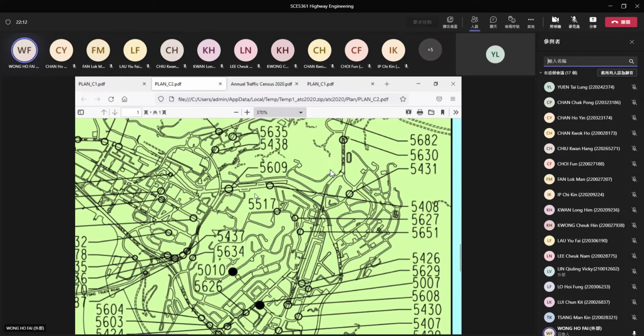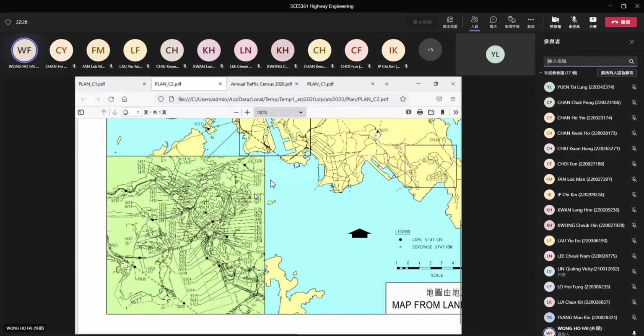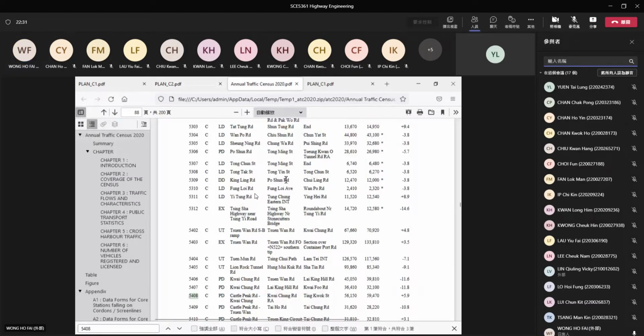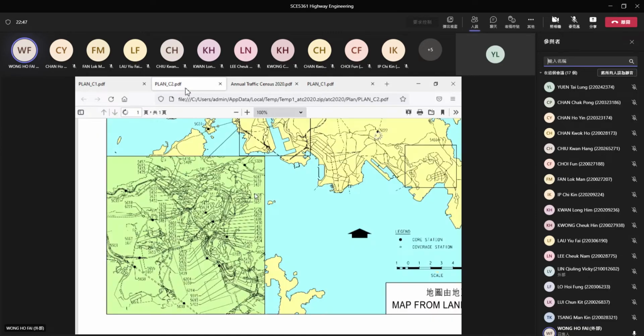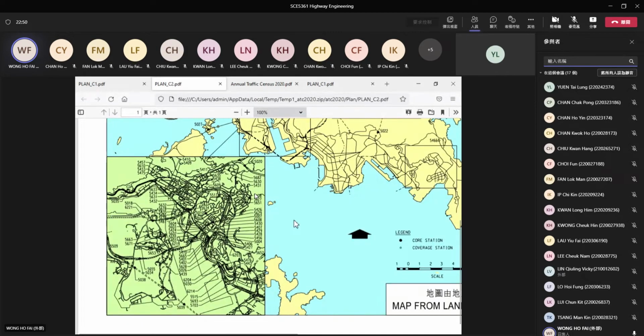Now in your assignment, we are going to design the road from point A to point B, which will be part of the Castle Peak Road. It's very difficult for you to look at the traffic sensors because you can see from and then to, and then you have your road name. Instead of checking from and then to for the road name, you can take a look at the plan on the traffic sensors.